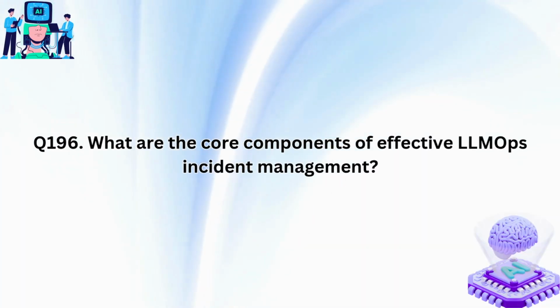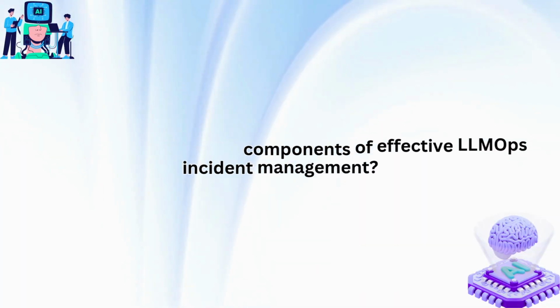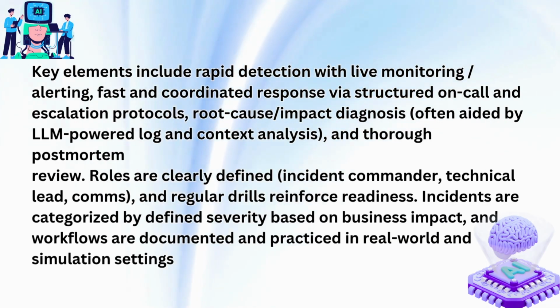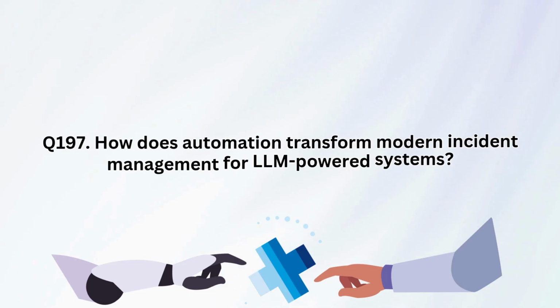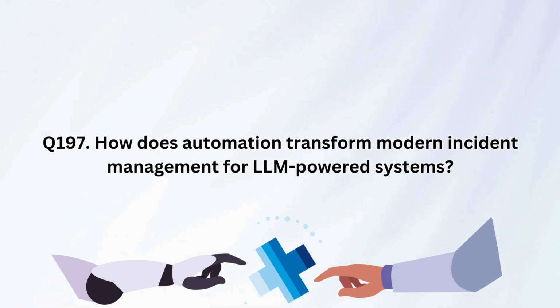What are the core components of effective LLM ops incident management? Key elements include rapid detection with live monitoring and alerting, fast and coordinated response via structured on-call and escalation protocols, root cause or impact diagnosis, often aided by LLM-powered log and context analysis, and thorough post-mortem review. Roles are clearly defined, like incident commander, technical lead, comms, and regular drills reinforce readiness. Incidents are categorized by defined severity based on business impact, and workflows are documented and practiced in real-world and simulation settings.